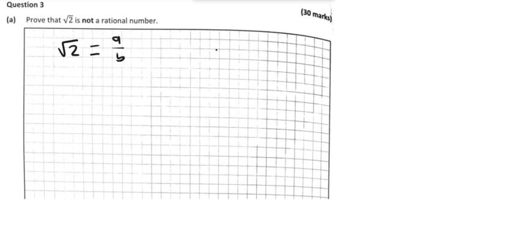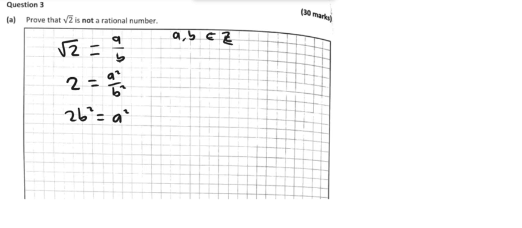So we'll let root 2 be a over b, where a and b are elements of the integers. So by definition, that's to be a rational number, you have to be able to represent it as a fraction. So if I square both sides, I have an equation now, I can do whatever I want to both sides. So 2 is equal to a squared over b squared. Then if I bring over the b squared, we get 2b squared is equal to a squared.